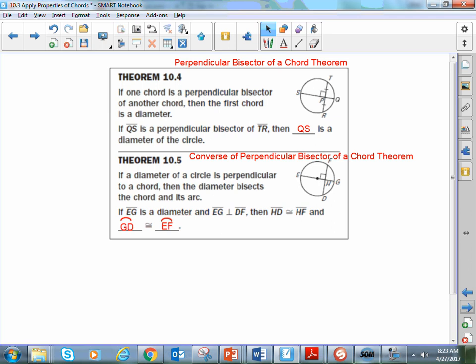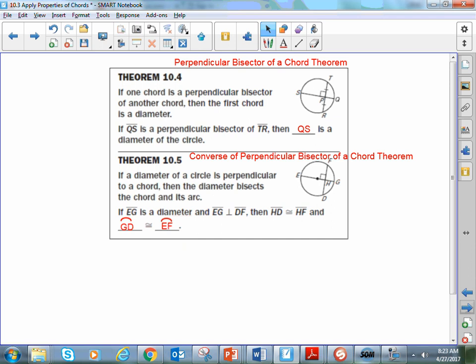The one on top is the perpendicular bisector of a chord theorem. Basically, what that says is if I have a chord of a circle that is being perpendicularly bisected, the chord that does the bisecting has to be a diameter. The converse says that if I have a diameter that is perpendicular to a chord, then it also must bisect it.